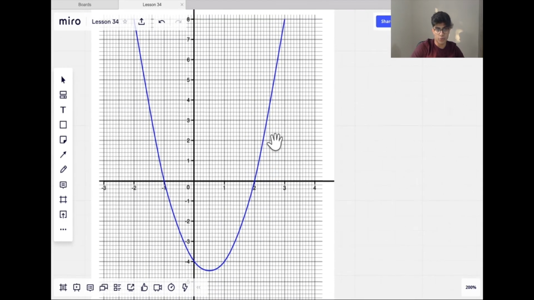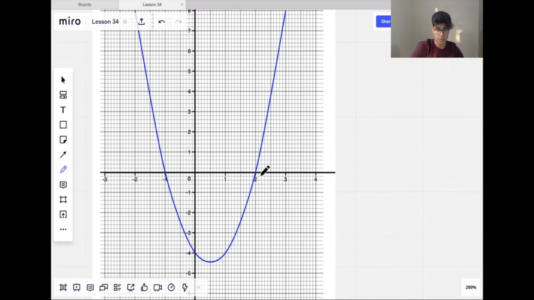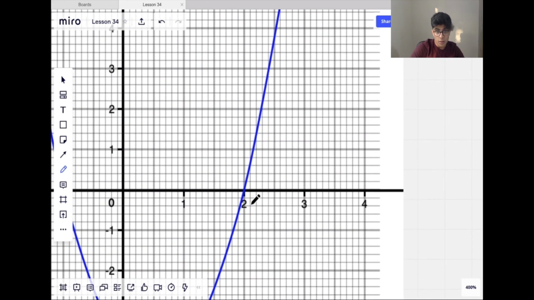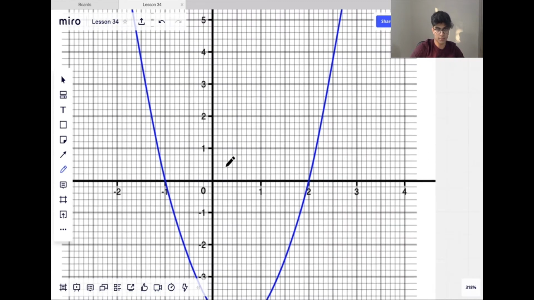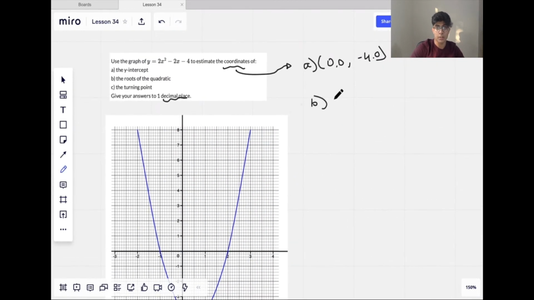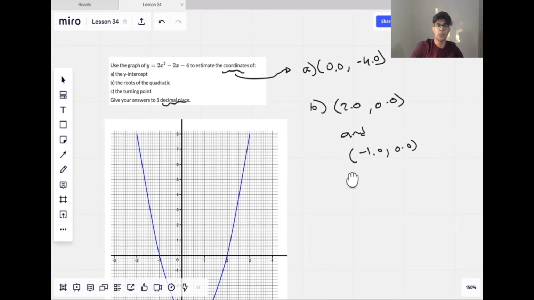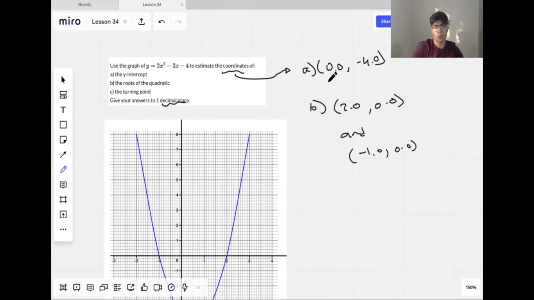again, another way of saying the x-intercept. So we zoom in, that looks like 2 to me, so that's one of them, and the other one looks like -1 to me. So let's zoom out again. Okay, so we said 2, so 2.0, remember, because we want decimal place, 0.0, and -1.0, 0.0.